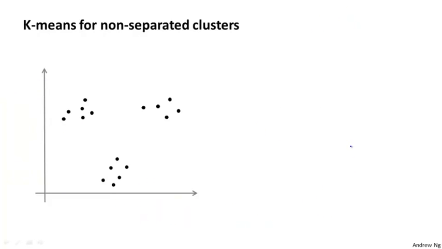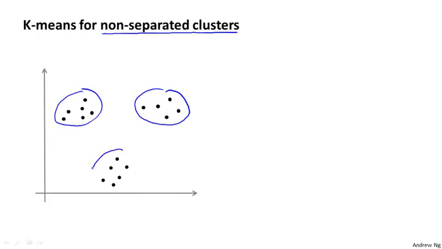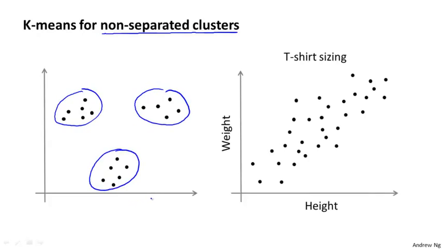Before wrapping up this video, I just want to tell you about one other common application of k-means, and that's to problems with non-well separated clusters. Here's what I mean. So far we've been picturing k-means applied to data sets like that shown here, where we have three pretty well separated clusters, and we'd like an algorithm to find the three clusters for us. But it turns out that very often k-means is also applied to data sets that look like this, where there may not be several very well separated clusters.